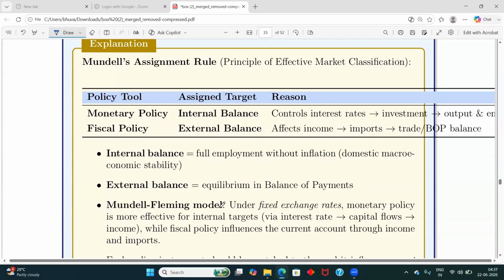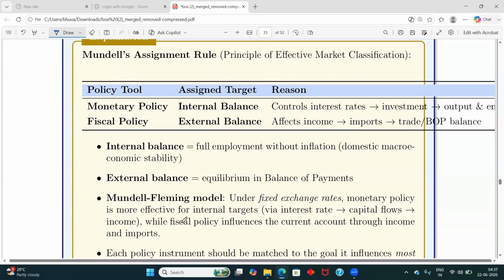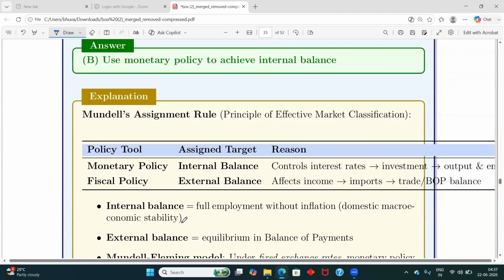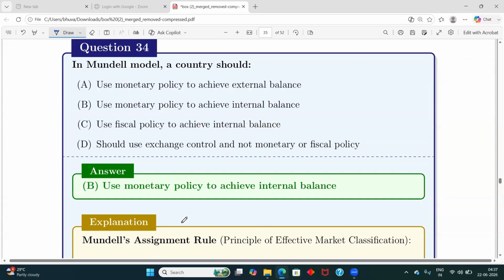So Mundell-Fleming model is under fixed exchange rate. Monetary policy is more effective for internal targets by interest rate, capital flow, and income. While fiscal policy influence the current account through income and imports, so each policy instrument should be matched to the goal it influences most effectively. So monetary policy for internal balance and fiscal policy for external balance. So option number B is correct answer.